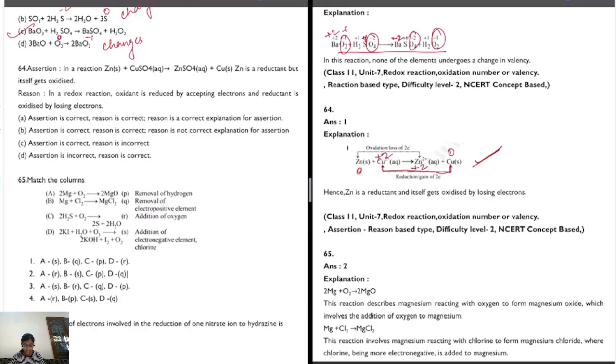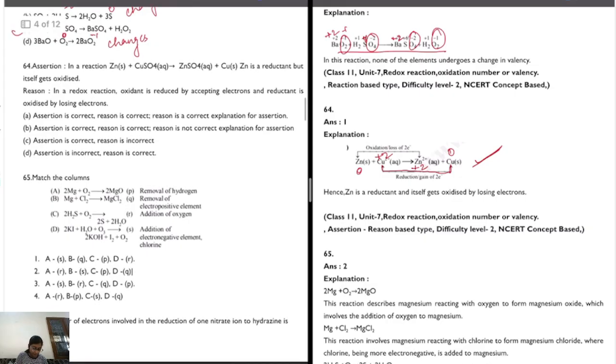Therefore, reduction takes place. Therefore, Zn will act as a reductant. It oxidizes itself, whereas it reduces the other species. Therefore, assertion is correct. Now, the reason: in a redox reaction, yes, it is a redox reaction. Oxidant is reduced by accepting electrons. Yes, the oxidant is getting reduced itself. It oxidizes the other species, whereas vice versa is true for reductant. Therefore, reason is also correct, and this is the correct explanation of the assertion. Therefore, option A is the correct answer.